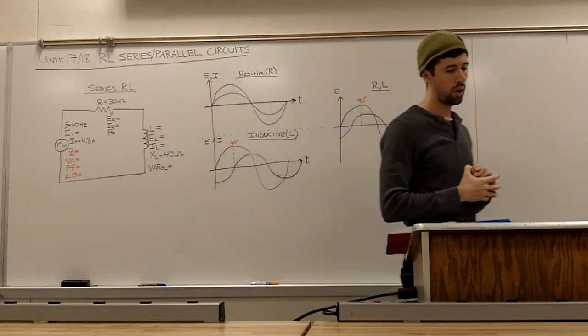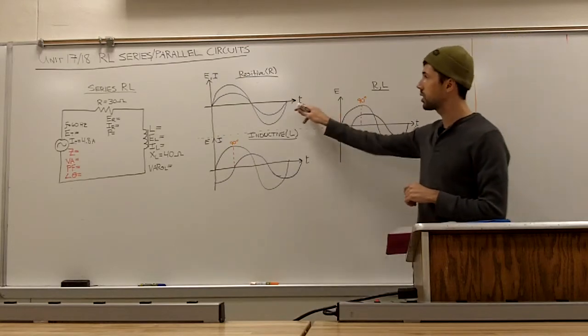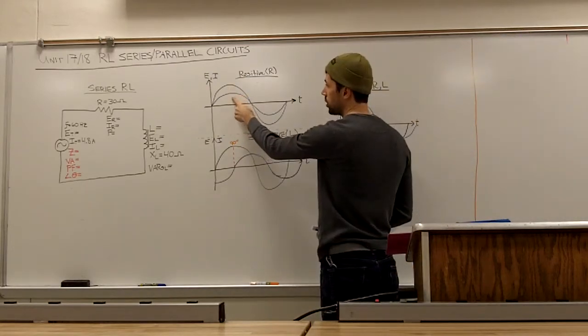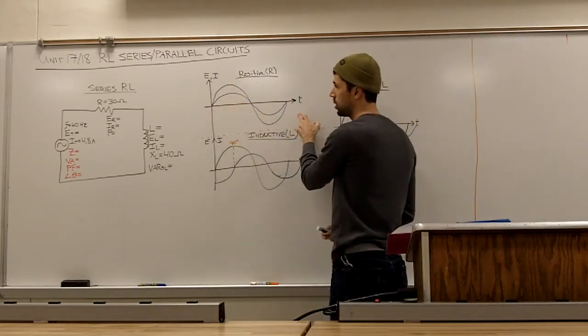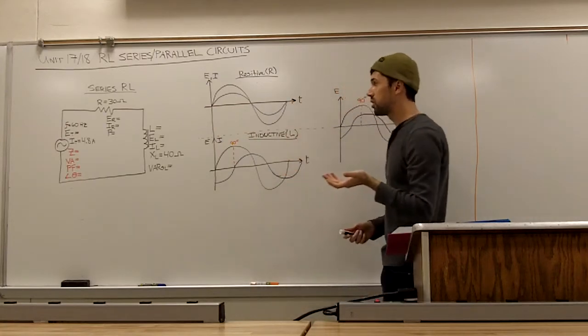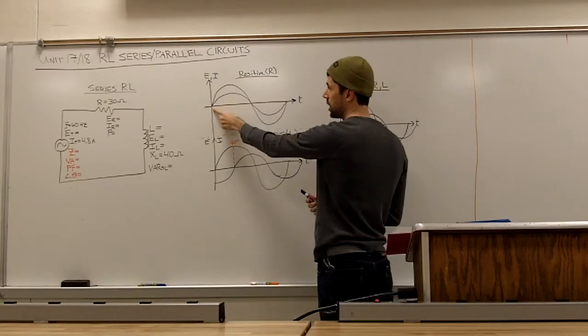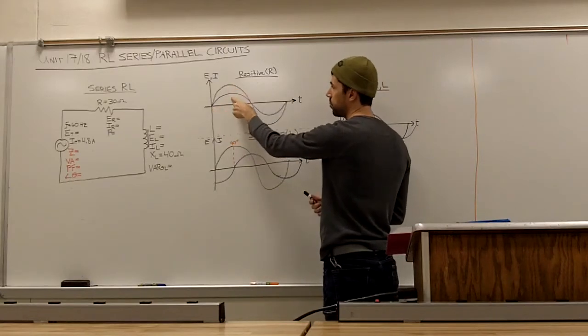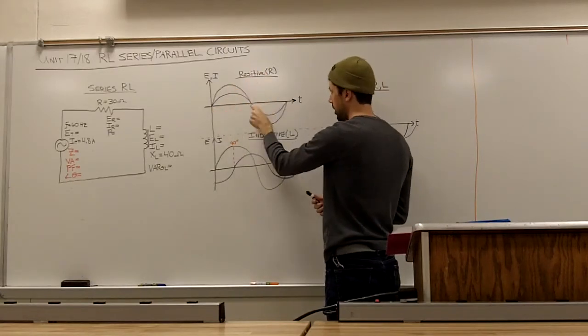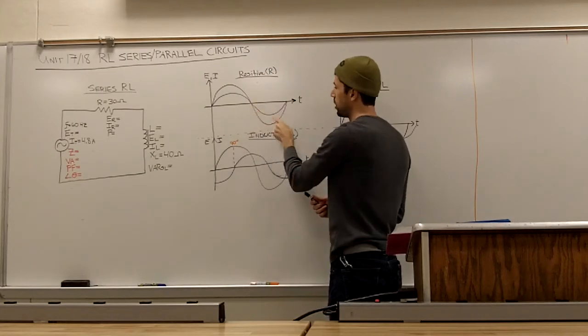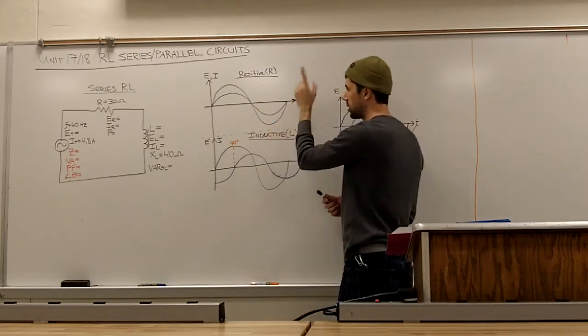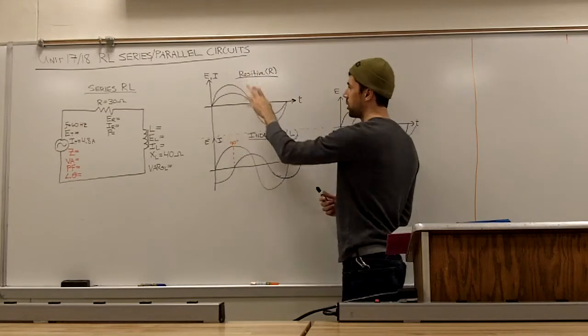Now remember, when we have a purely resistive circuit, the voltage and the current waveforms are in phase with one another, or in other words, they're 0 degrees out of phase with one another. That means they both start at 0 at the same time, they both hit their maximum positive peak at the same time, they reach 0 again at the same time, their maximum negative peak at the same time, and 0 again. So they are in step with one another.